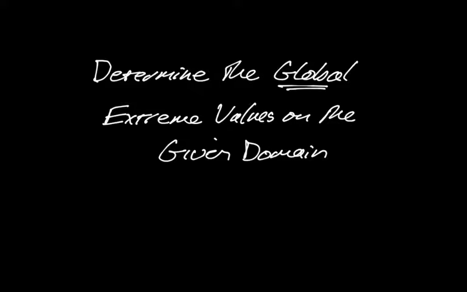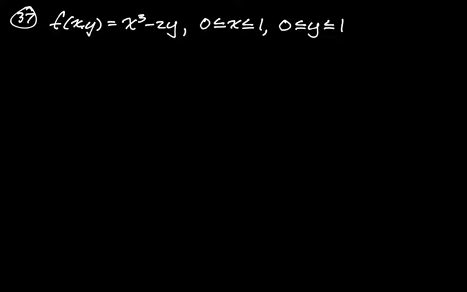All right, in this video, we are going to be determining the global extreme values on a given domain. This is the last problem from assignment 3 in my Calc CD class. And let's take a look at the problem. So this is number 37, and we have f of xy is x cubed minus 2y. X goes from 0 to 1, y also goes from 0 to 1. So we're above the unit square in the xy plane.